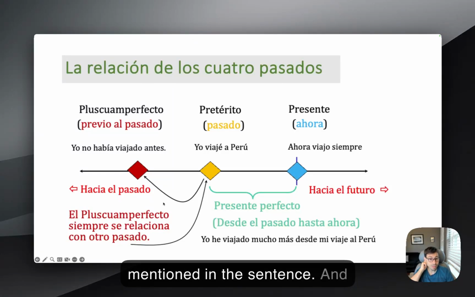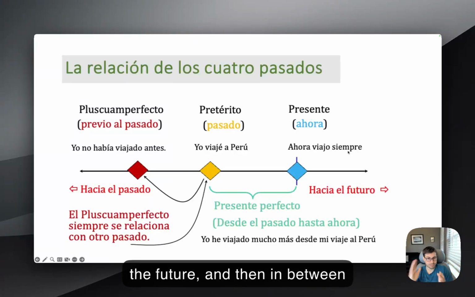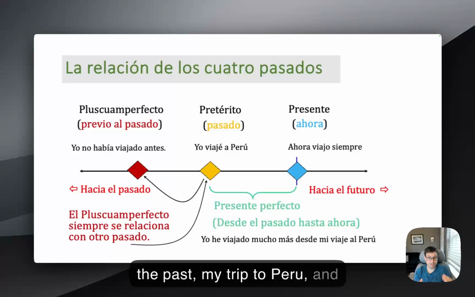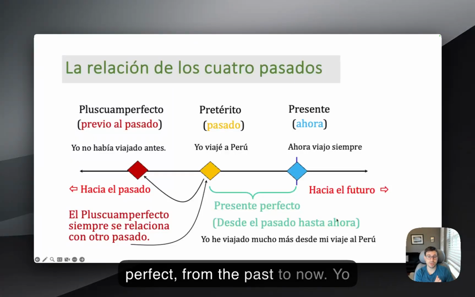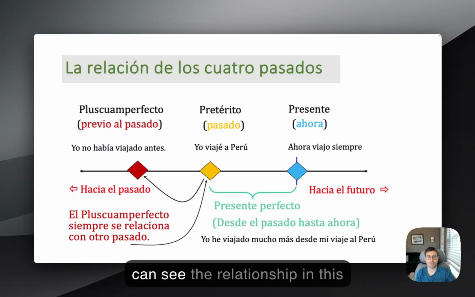And then, if we look at right now, we have ahora viajo siempre, I always travel, so towards the future. And then in between the past, my trip to Peru, and now, we can use the present perfect from the past to now. Yo he viajado mucho más desde mi viaje al Perú. I have traveled way more since my trip to Peru. And so you can see the relationship in this timeline.